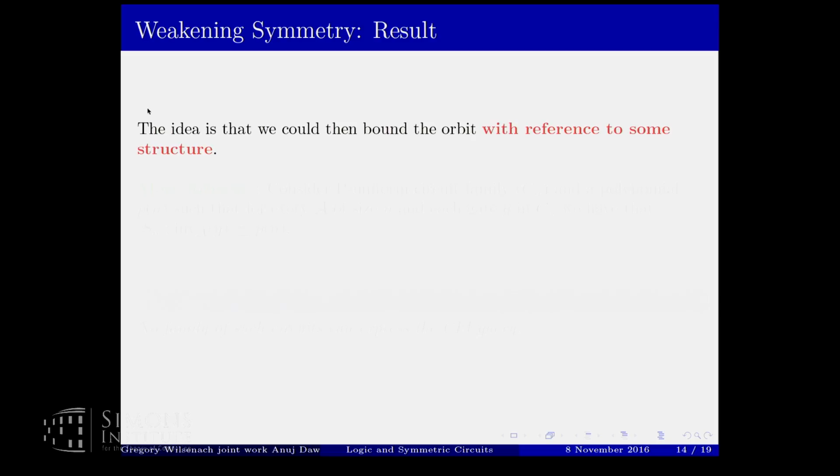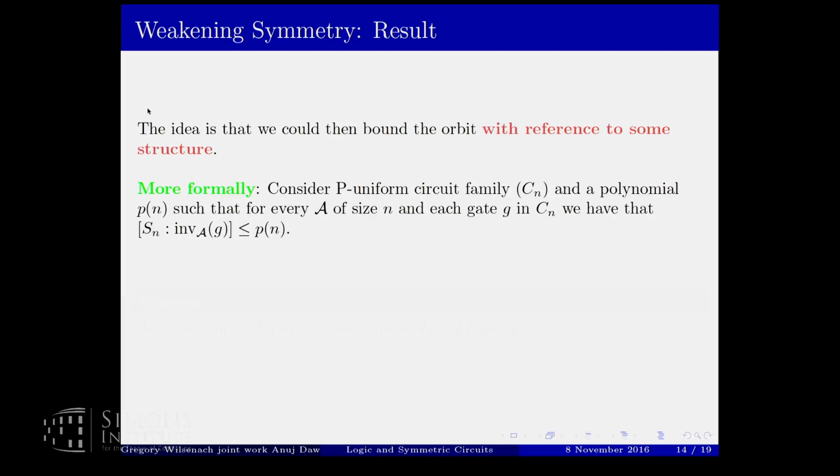And the idea here is that this invariance group, or taking the index of this invariance group in the symmetric group, is going to be a bit like taking the index of the orbit in the stabilizer in the symmetric group. So it's going to be something reminiscent of the orbit, but this time with reference to some structure. And similarly, for every structure, we're going to bound this orbit notion by some polynomial.